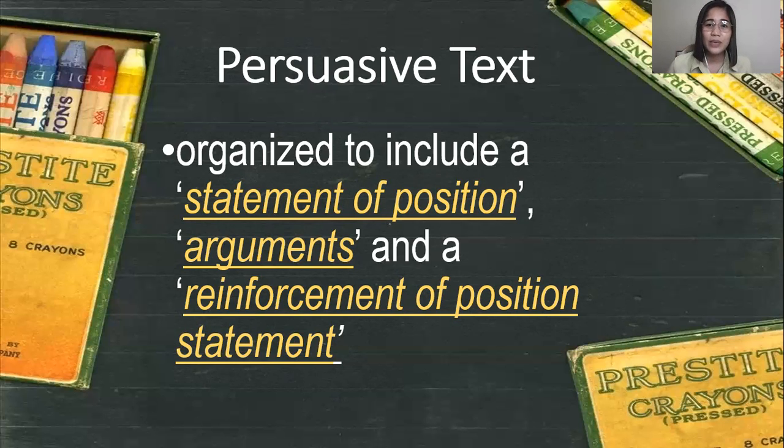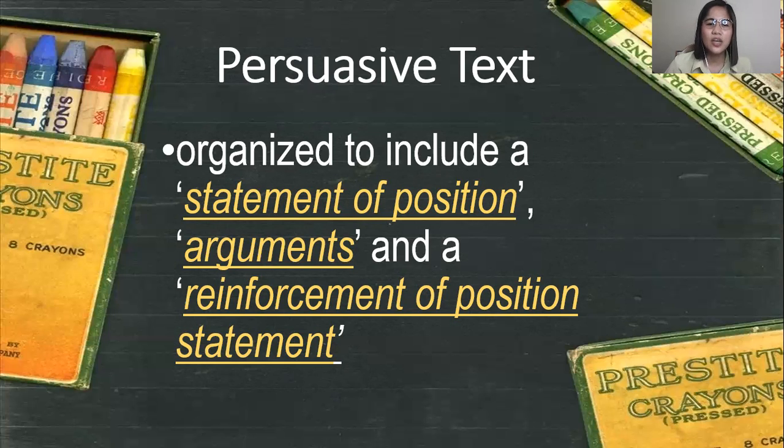Persuasive text is organized to include a statement of position. The statement of position is the introduction. How are you going to start your persuasive text? Say, for example, you can start with a rhetorical question, a quotation, or a statement from a well-known author. So that is how you will start your persuasive text. And of course, in the first paragraph, your argument will be stated.